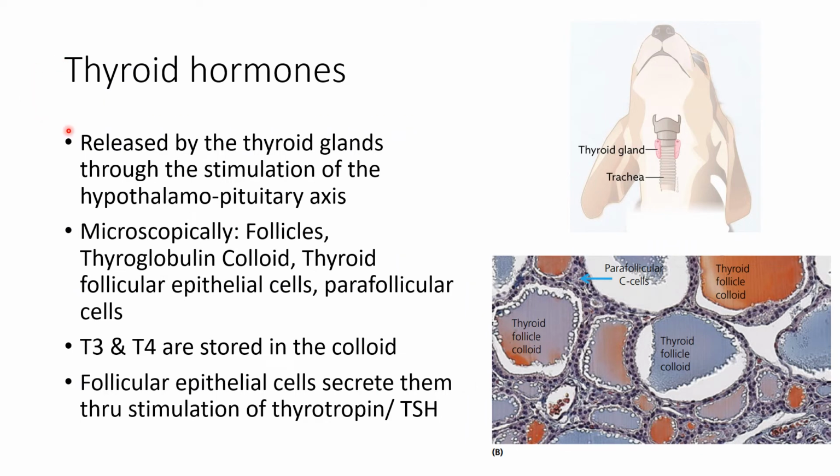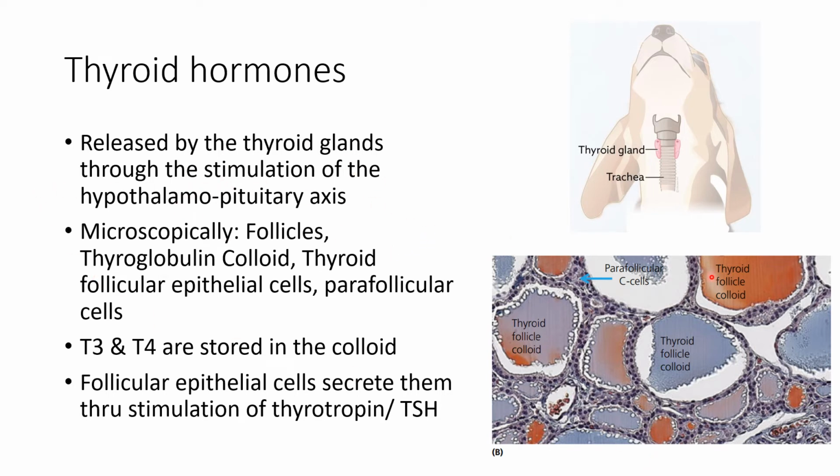So next, we will discuss your thyroid hormones. These are the parathyroid glands as shown here, located anterior to your esophagus, near your larynx, through the stimulation of the hypothalamo-pituitary axis. Again, it is part of your hormones that are regulated by your pituitary gland.